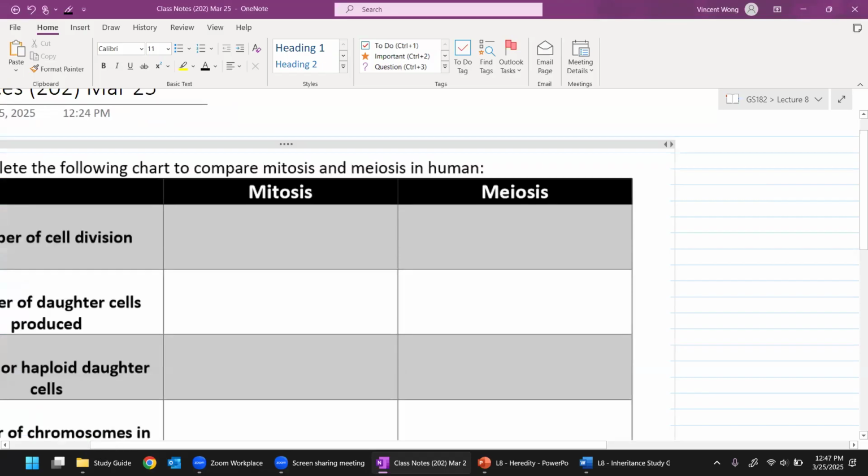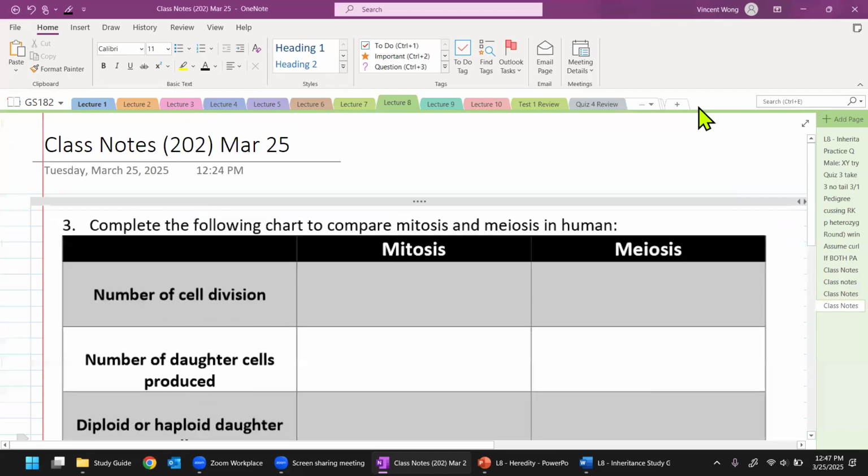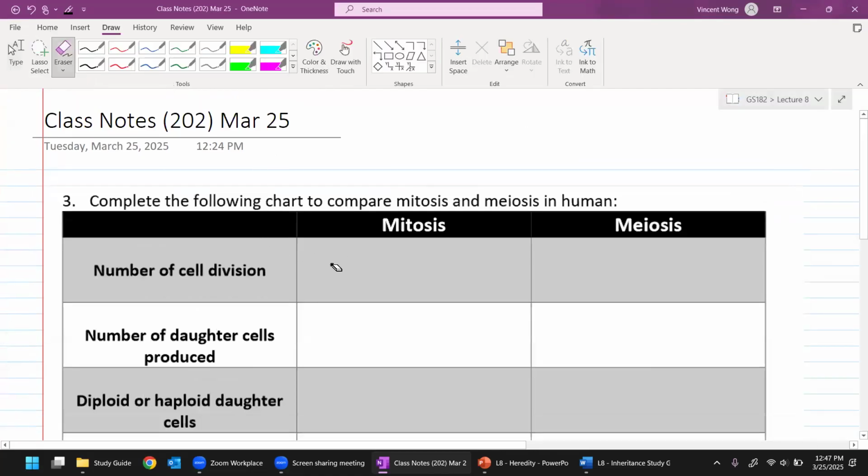Okay, some of the information you should already know because I have been telling you. So mitosis, how many divisions do we have in mitosis? How many times does the cell divide? That's what I'm asking you. Mitosis?